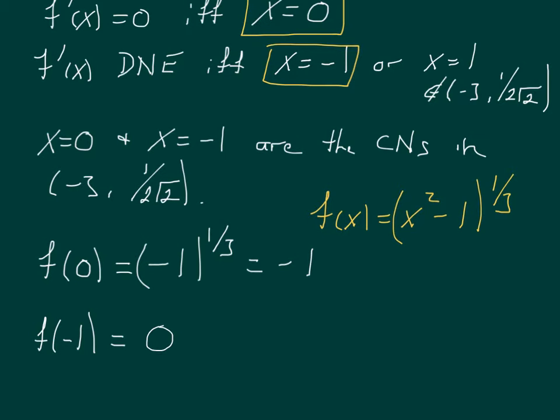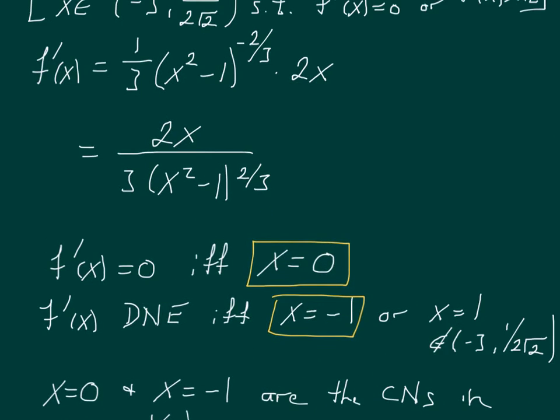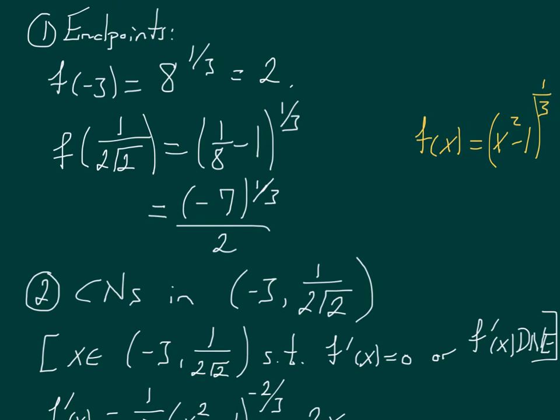Let me find a good color here. Let's try red. Okay, so we evaluated f at our critical numbers in the interval. We got 0, we got minus 1, and if we go up top, we can see the values that we got when we evaluated f at the endpoints of our interval. At minus 3, we got the value 2, and at 1 over 2 root 2, we got this number here.